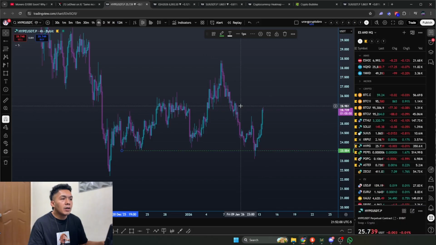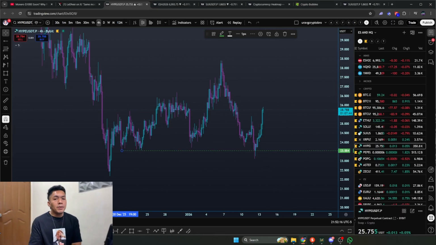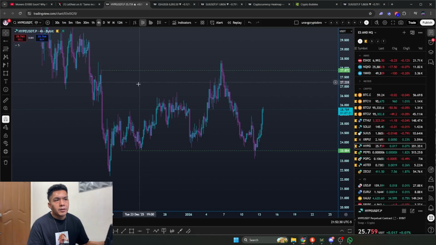So I think targets could be, yeah, we did hit this one, but I'm hoping we could climb a bit higher here, and then you could also play for the shorts if we get above this area. Yeah, you wait for premium. It's always like that. You buy at discounts and then you sell at premium. You wait for sweep of liquidity and then you find your entry.